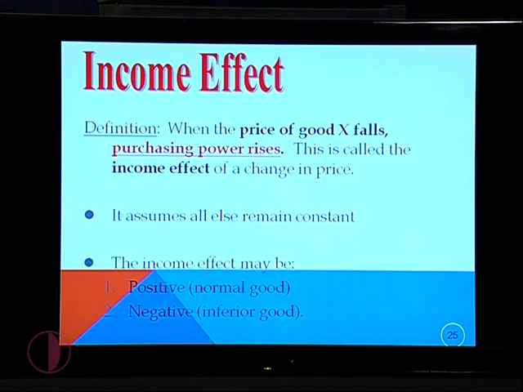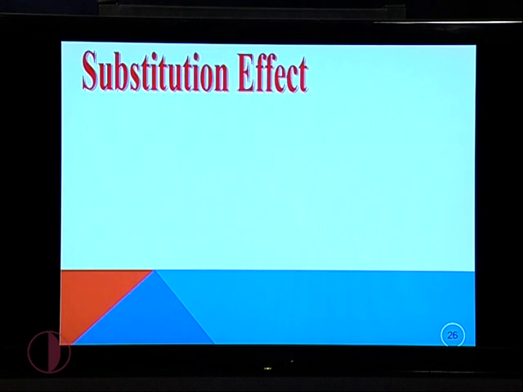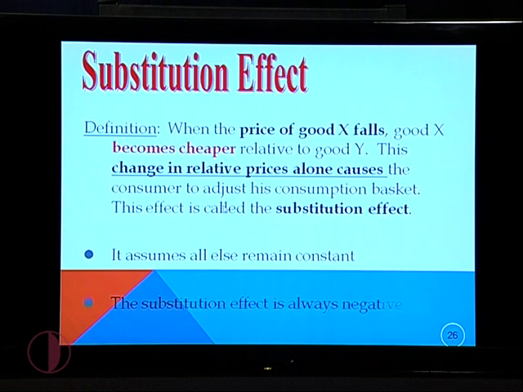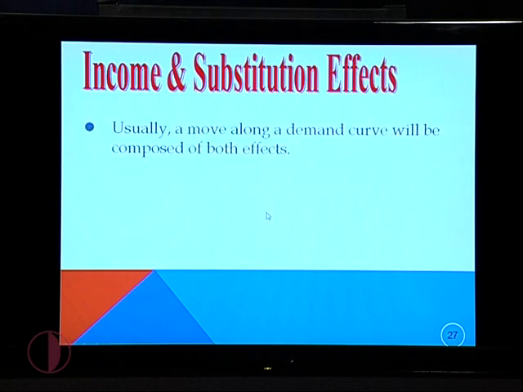The income effect may be positive for normal goods and negative for inferior goods. The substitution effect, similarly: when the price of a good falls, it becomes cheap. This relative price change causes the consumer to adjust his consumption basket. This effect is called the substitution effect. It assumes all else remains constant in these two examples. The substitution effect is always negative.